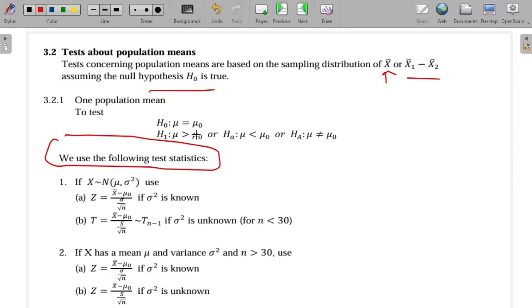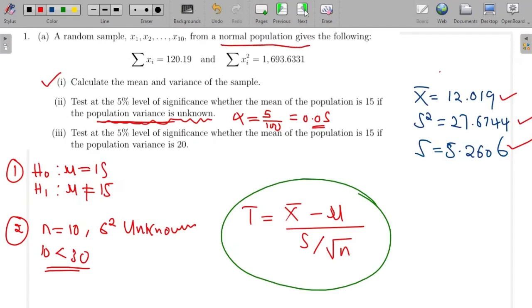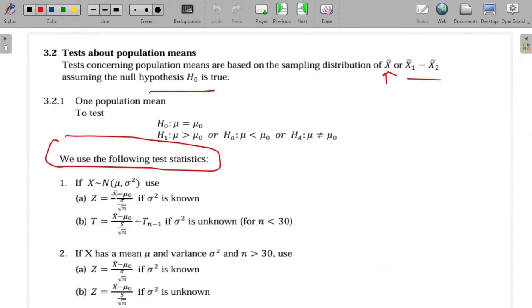So if X follows a normal distribution, like the way our question did here, they said normal population, we use the Z statistics if the population variance is known. So if the population variance is known, then we're just going to use Z equals X bar minus mu not, meaning the mu in the null hypothesis, divided by the standard deviation of the population gotten from the variance of the population because it's known, then divided by the root of n. That is when X follows the normal distribution and the population variance is known.